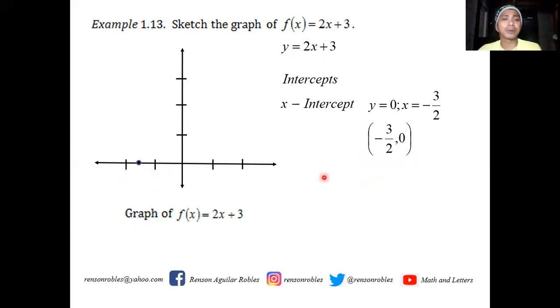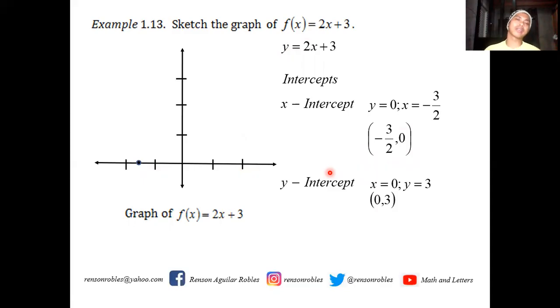After which we will look for the y-intercept. The y-intercept is the point on the y-axis through which the graph passes. For the x-intercept we let y equal 0, so for the y-intercept we set x equals 0, and then we look for y. When x is replaced by 0, 2 times 0 is 0, plus 3, so that is equal to 3. So y equals 3, and you have (0, 3).